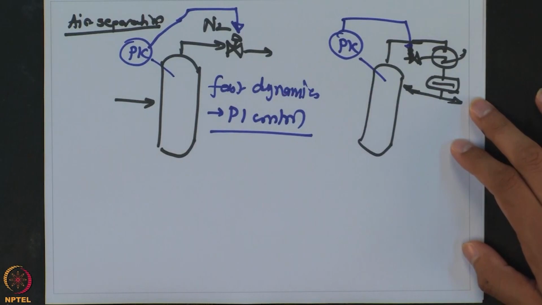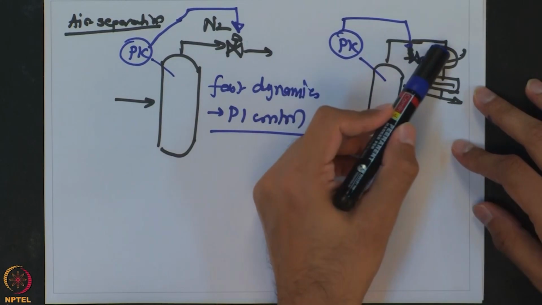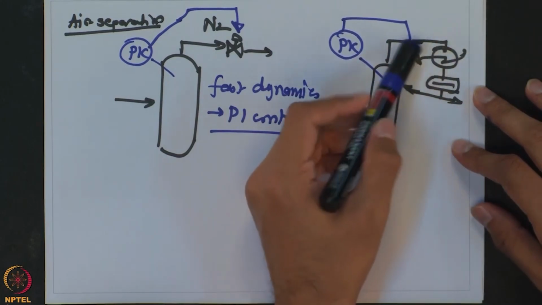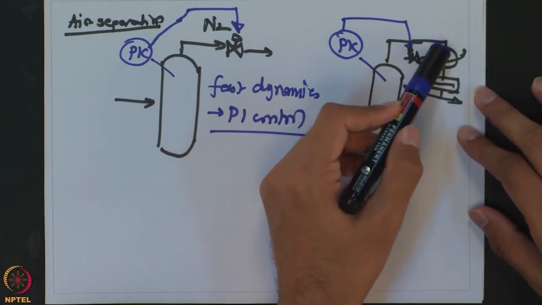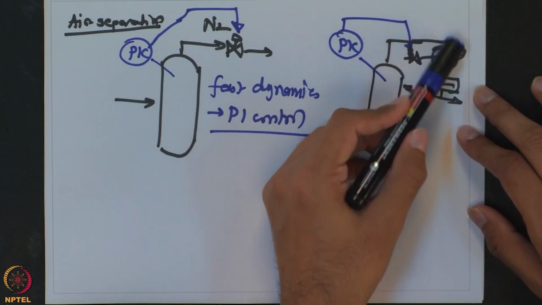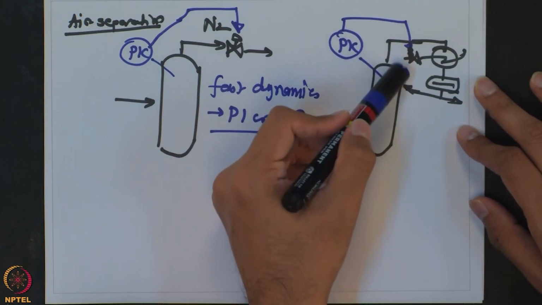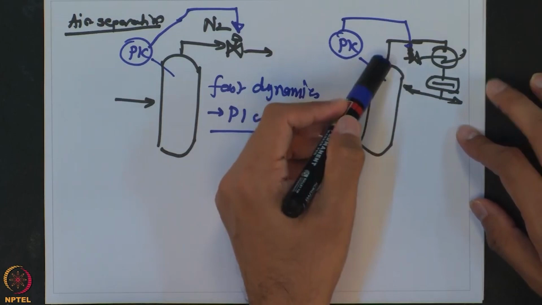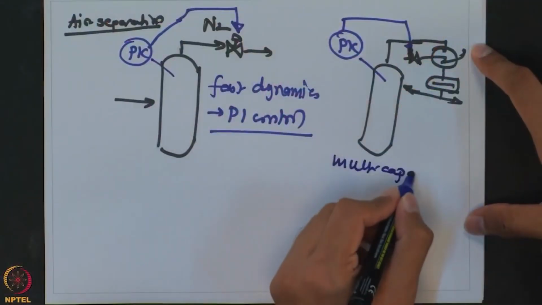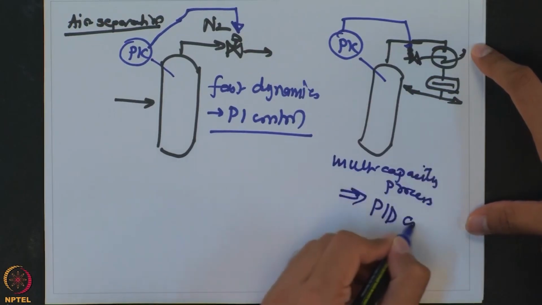So, here it is a multi-capacity process. The moment you change the valve, it is going to change the flow of the coolant. It is going to change how much heat transfer happens inside this condenser, how much vapor is condensing. Once that amount of vapor condenses, it is going to change the material balance at the top of the column, and the pressure is going to show its effect. So, it is a fairly multi-capacity process, and we will have to use a PID controller here.